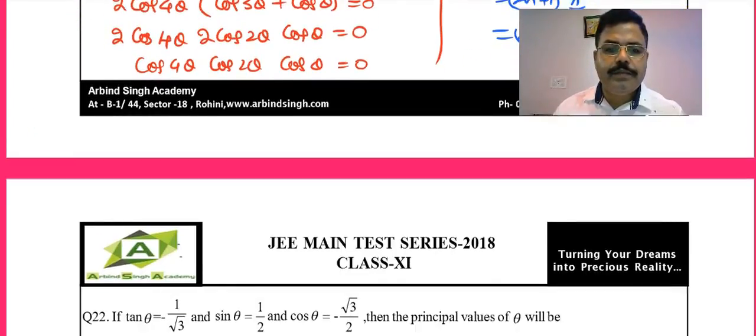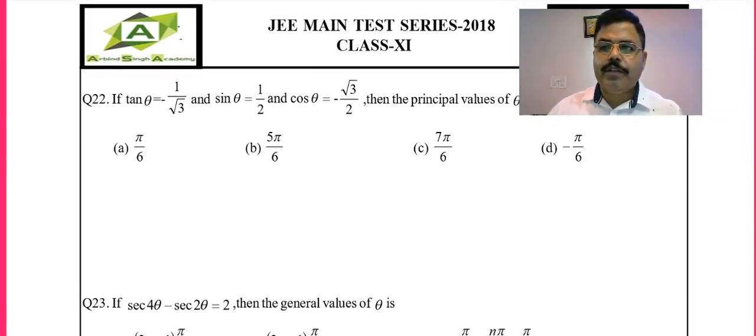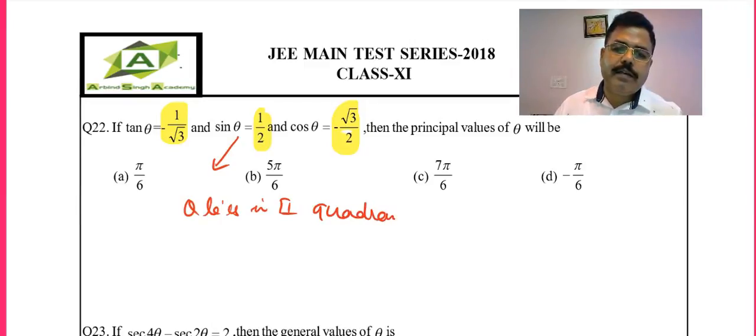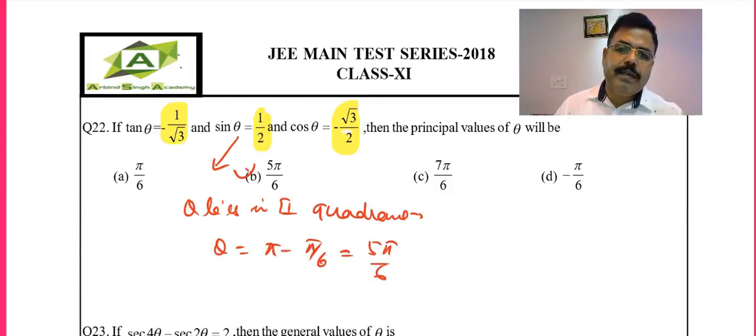Now the next question is, here tan theta is equal to minus 1 by root 3. Tan theta is negative, sin theta is positive, and cos theta is negative. So definitely theta must lie in the second quadrant, isn't it? And therefore theta must lie at pi minus pi by 6. And therefore the answer is B. B will be the answer. Got it?